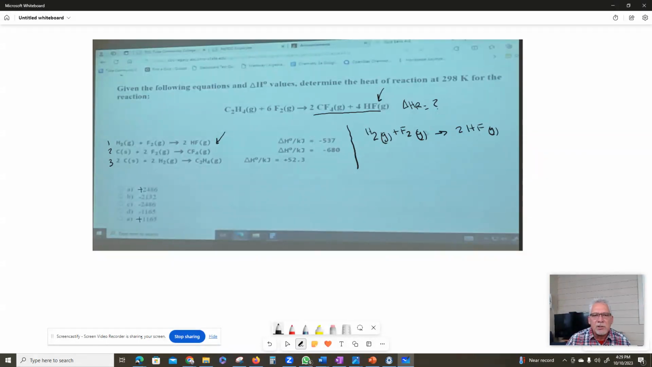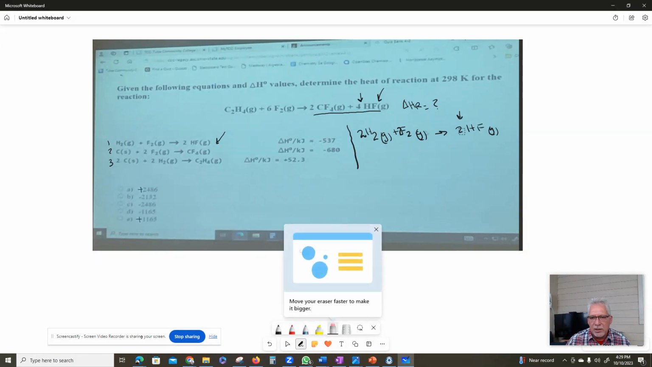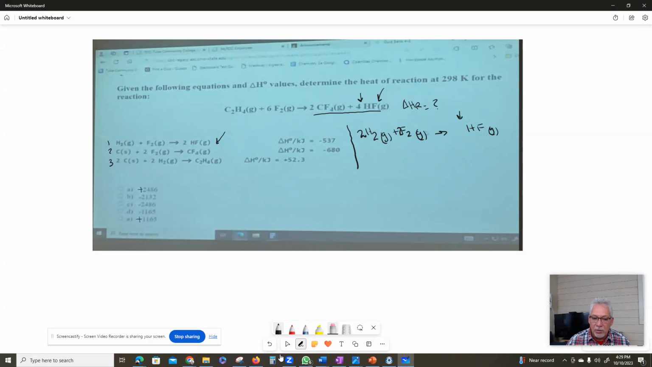The only thing that I will change is the following: because I have 4 moles in the product and I only had 2 moles here, I will multiply the whole equation by 2. By multiplying the whole equation by 2, I also need to multiply the enthalpy by 2, which is 2 times the enthalpy of this reaction. That will be 2 times negative 537. Notice that the sign for the enthalpy remains the same.